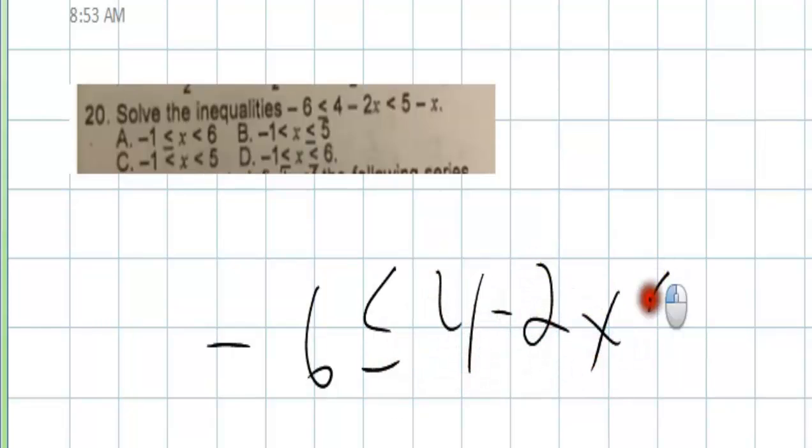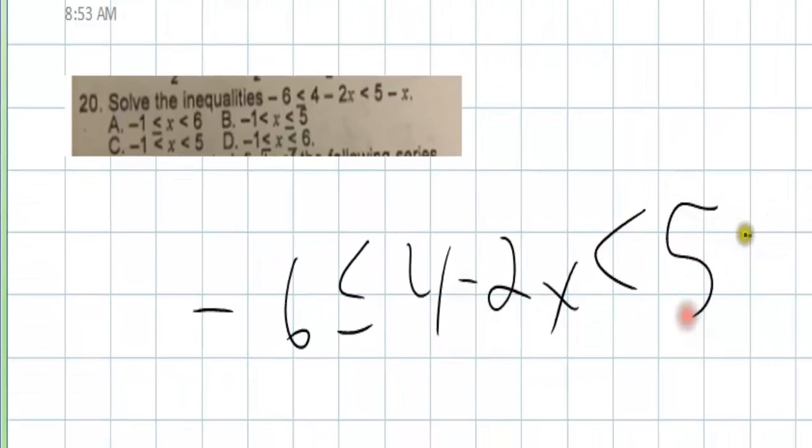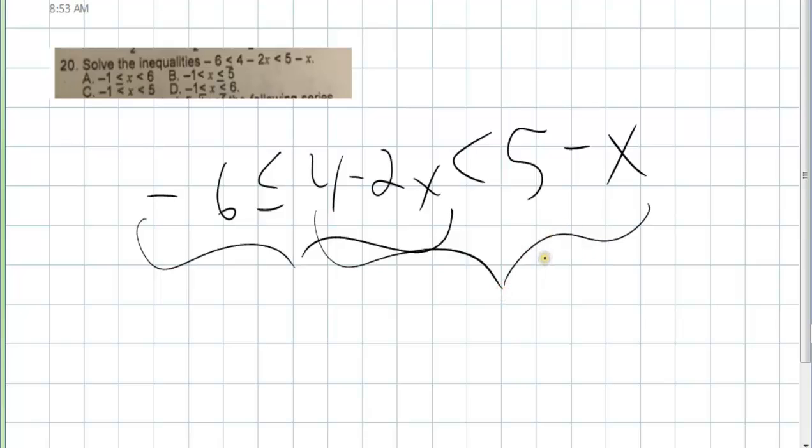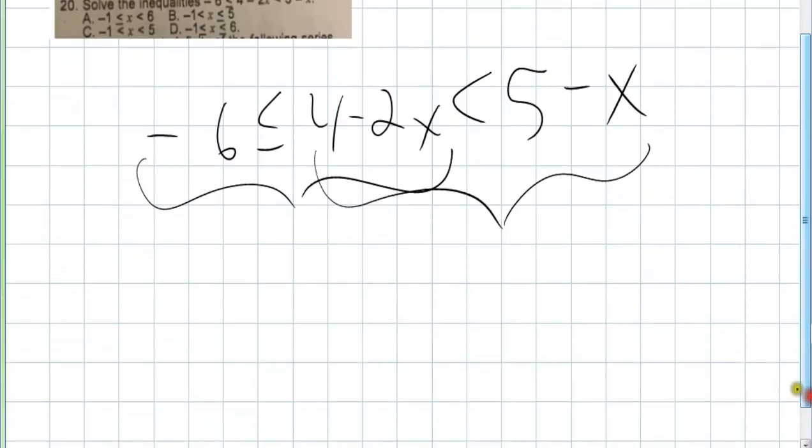So here we have question 20, and it says solve the inequalities. -6 less than or equal to 4 minus 2x less than 5 minus x. So what you want to do is notice that there are two parts to this total inequality. We're going to work with them one at a time so we can solve for x and then put it into the format that they want us to.